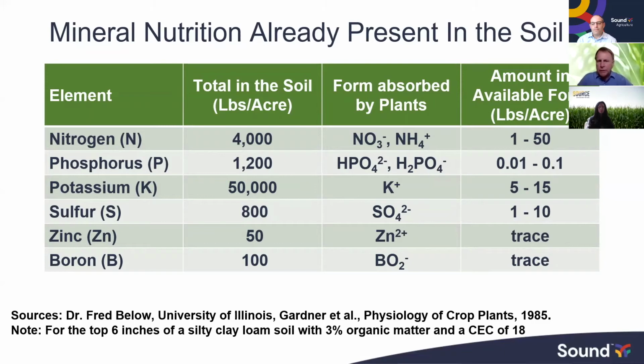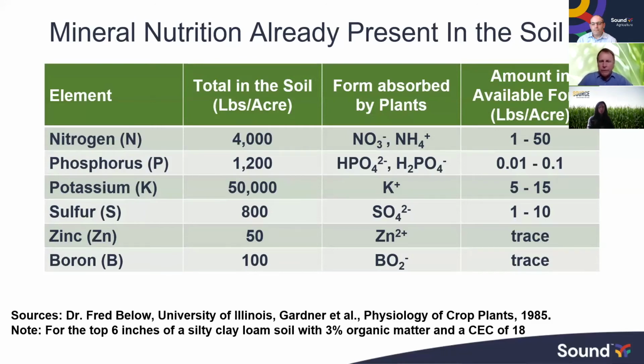In fact, if you look in column number 2, you see that the total amount of nitrogen in pounds per acre is over 4,000 pounds, which is a big number. Same is true with phosphorus. We have about 1,200 pounds. If you look in column number 3, basically you see the different forms of nitrogen that are available, which is nitrate and also ammonium. And of course, we have phosphorus in the soil as well.